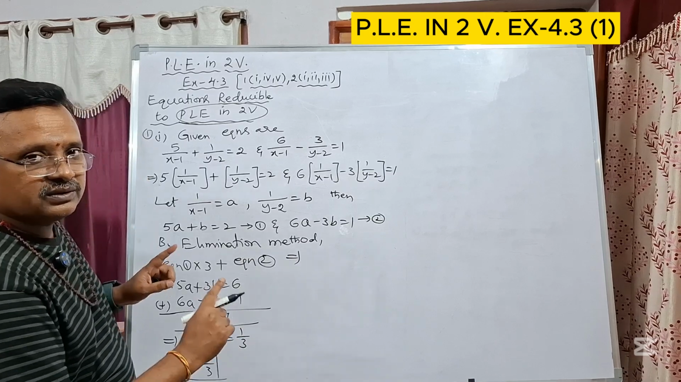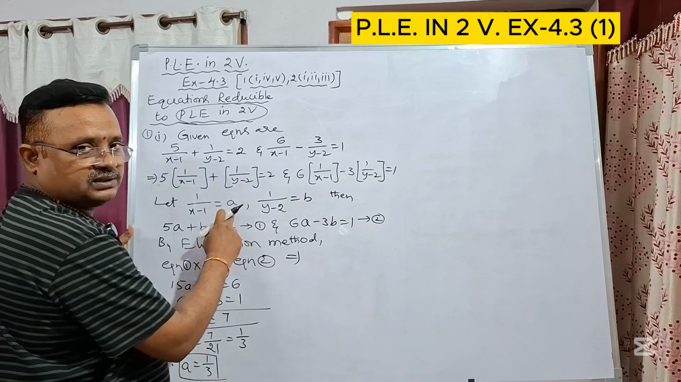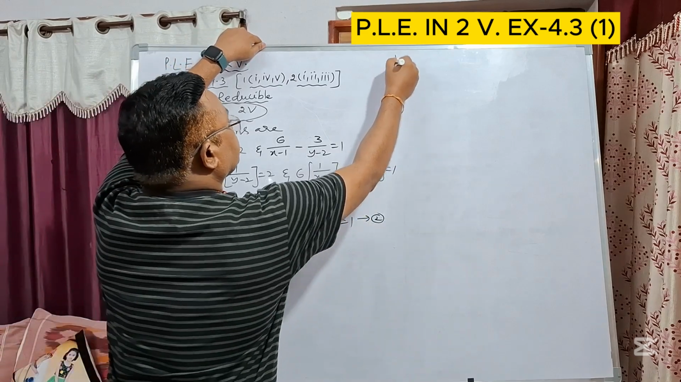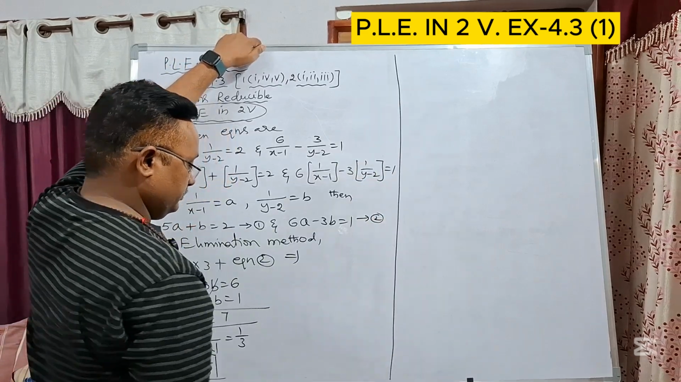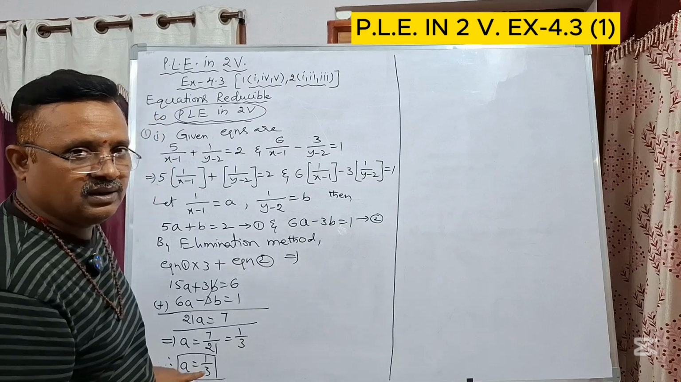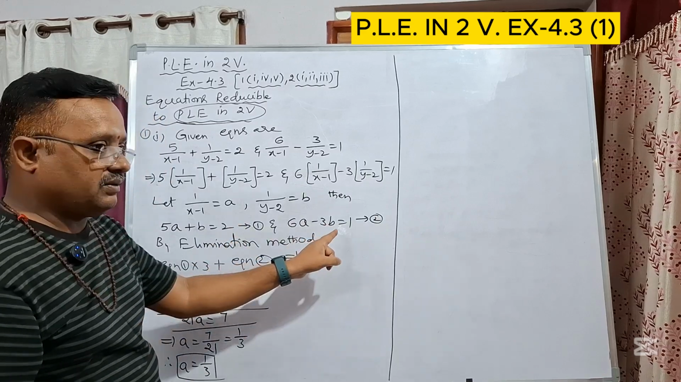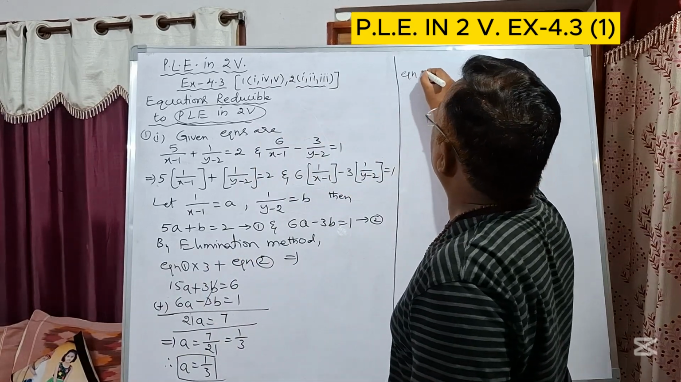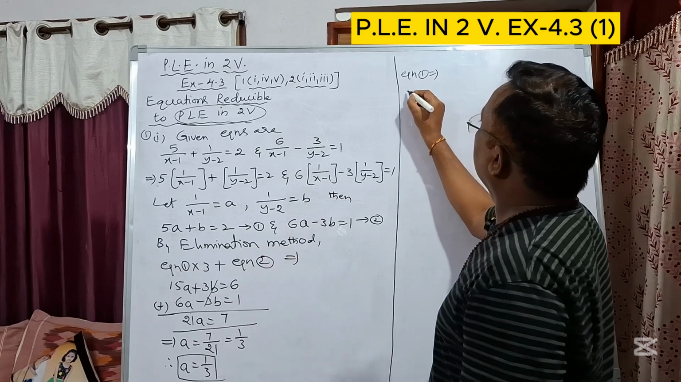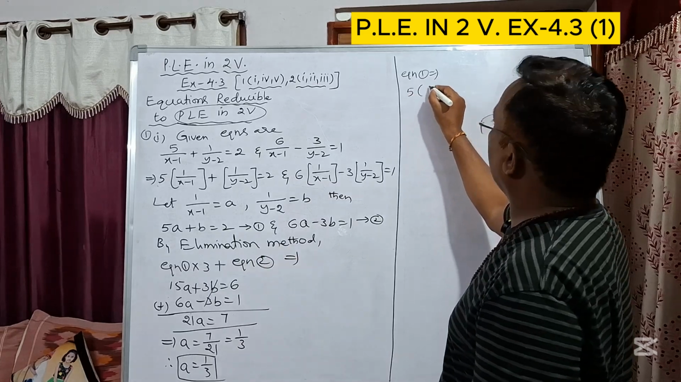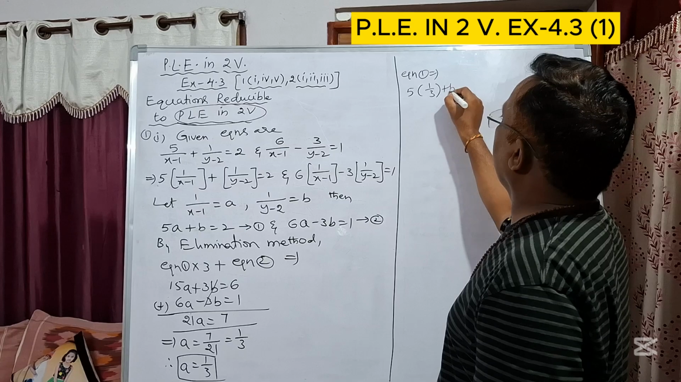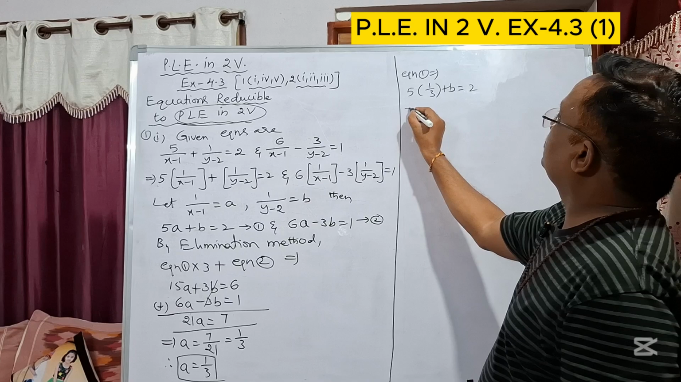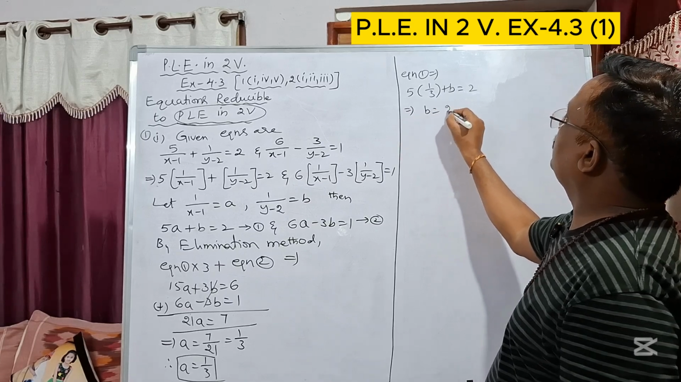One of the variables we got. We need b also. For that, substitute this a value either in equation 1 or in equation 2. So for me, equation 1 implies 5 into the a value 1 by 3 plus b is equal to 2. Clear? This implies b is equal to 2 minus 5 into 1 by 3.